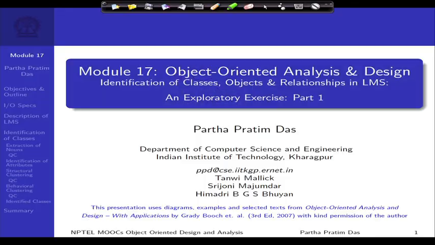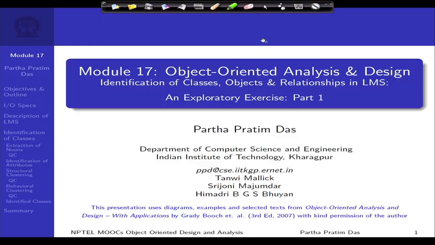Welcome to module 17 of object oriented analysis and design. In the last module, we discussed techniques of classification and identification of key abstraction for actually bringing a system specification into a concrete design. We have talked about certain examples and outlined an approach.